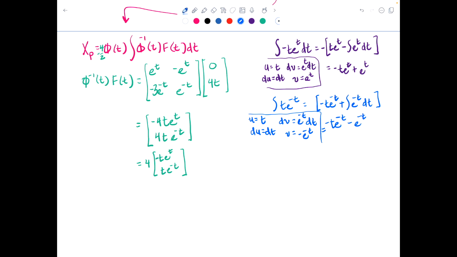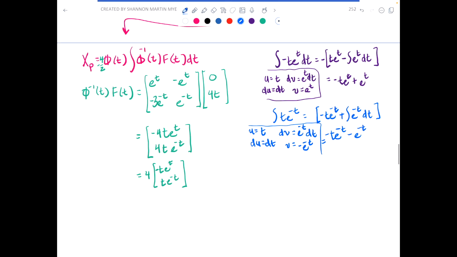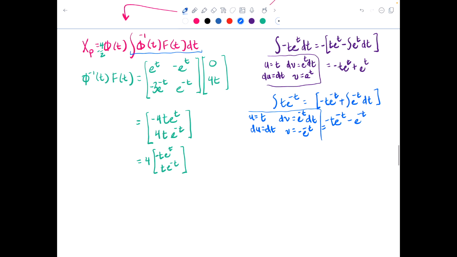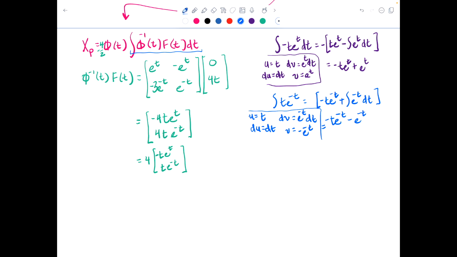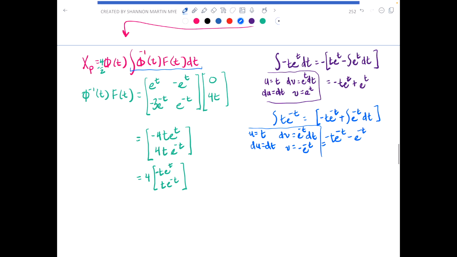Cool so far? All right. So now we've found this portion right here. So let's put that vector out there, and now we're going to need to multiply that one to phi at t. So here we go.